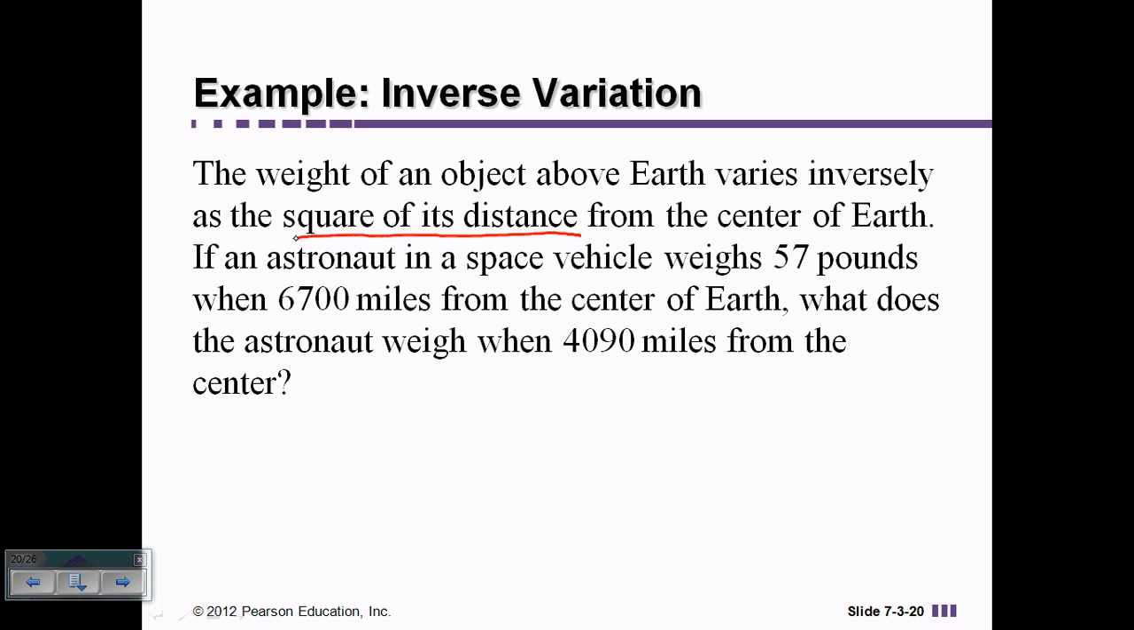So a couple things you see. You see that it talks about inverse variation, but it also talks about inversely as the square. So we're going to be looking at the formula y equals k over x to the nth power. As soon as you see that, you're going to remember this formula. In this case, y is the weight and x is the distance.